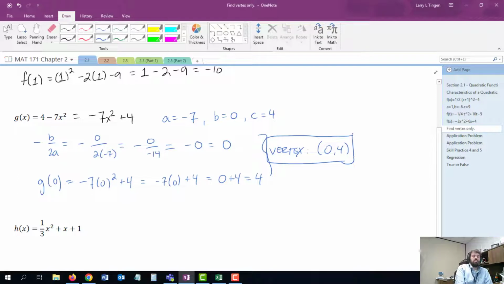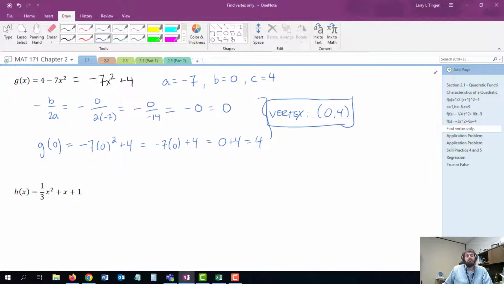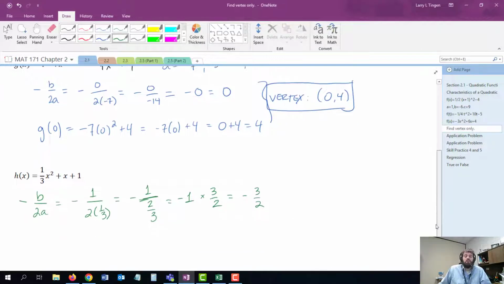All right. Next, h of x is 1/3 x squared plus x plus 1. Find the vertex. Of course, I have a fraction here, and nobody likes that. So find negative b over 2a. b is 1. a is 1/3. So this is negative 1 over 2 times 1/3, which is 2/3. And then the copy change flip rule says 1 divided by 2/3 is the same thing as 1 times the reciprocal, which is negative 3 over 2.